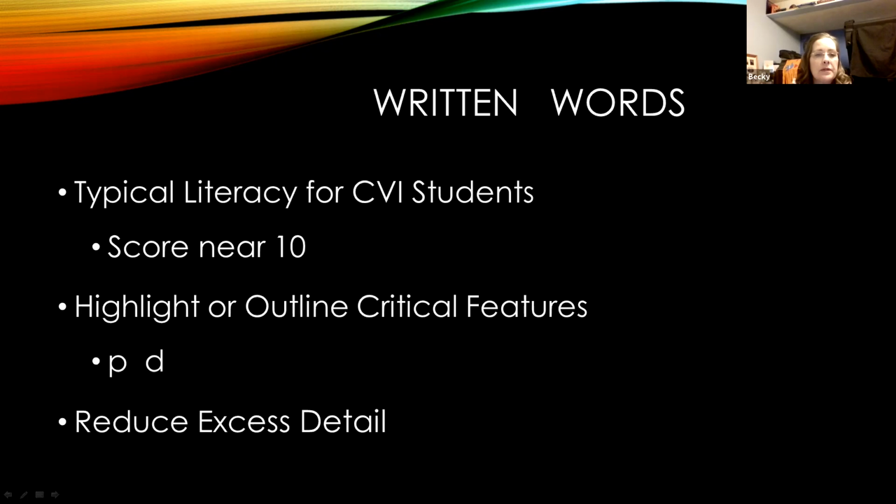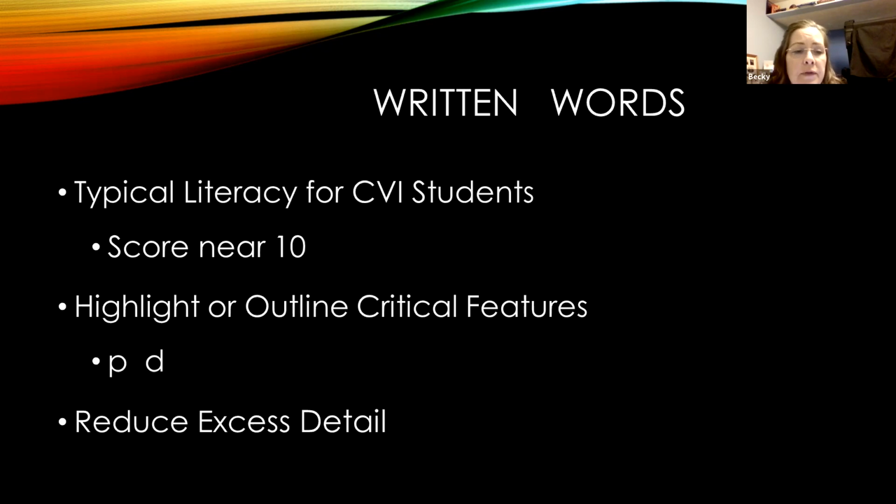Written words. So, written words, we're thinking about literacy, right? So we're thinking about how our students with CVI are going to be readers. And of course they are. Many of them are. But typical literacy for students with CVI doesn't really occur until they're near a 10 on the CVI range. Not to say that we don't introduce words sooner, but we really have to understand that they're not going to be typical literacy readers until they've resolved almost all of their characteristics.